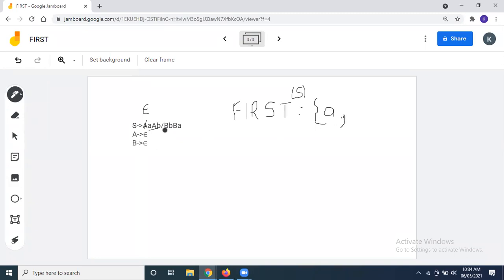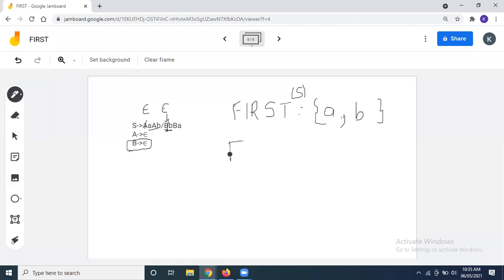Then next we have B also. We have two productions there. So next we have non-terminal B, but in B also we have epsilon. So here you have to replace this with epsilon. If you replace this with epsilon, what do we have as the first there? Terminal b. Yes, we have terminal b here. So first of S is terminal symbols a and b, right?